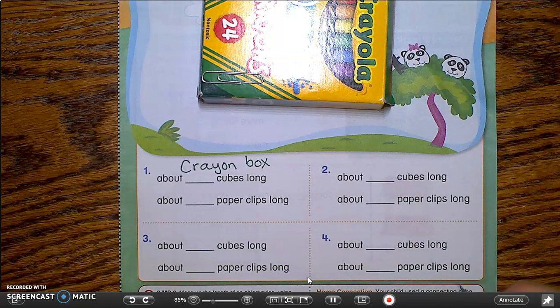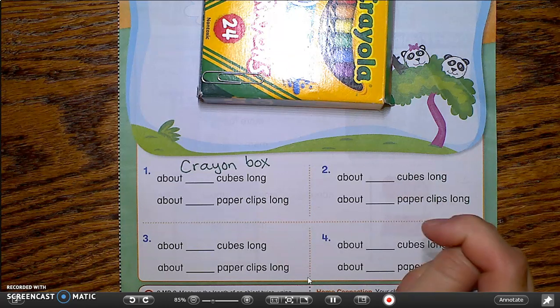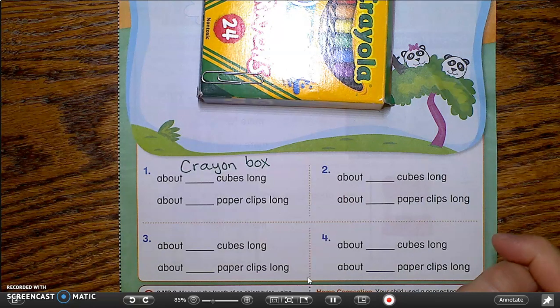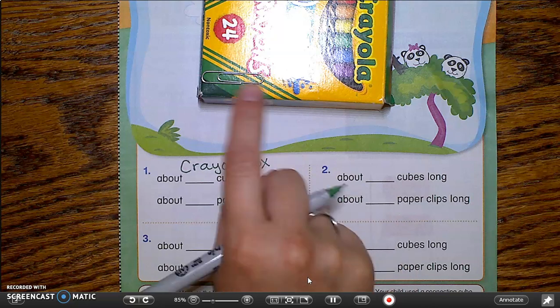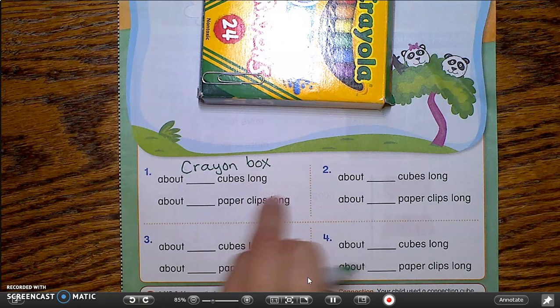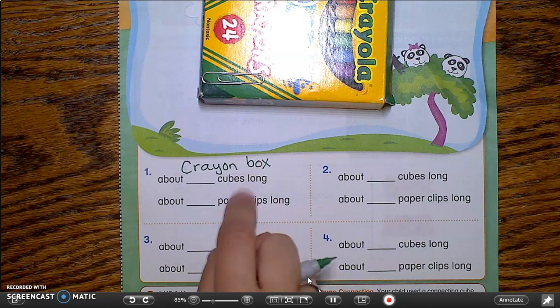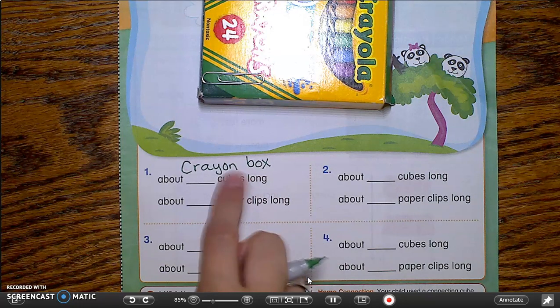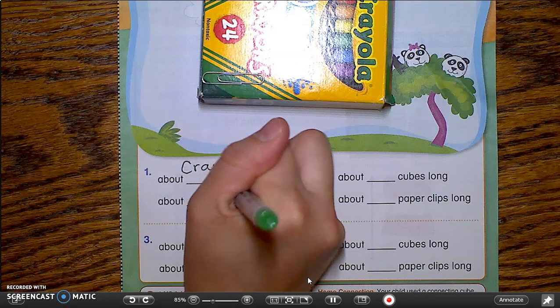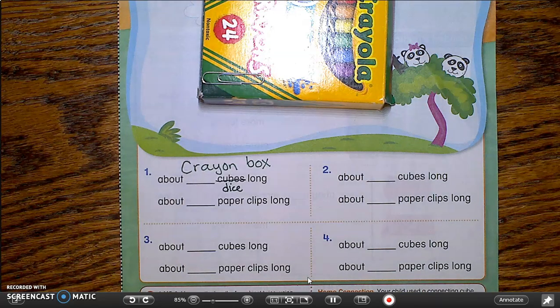Maybe you can use a macaroni noodle, or a penne pasta noodle, or if you have a dice, use a dice instead of a cube. So you need to show me 2 different ways. One with measuring in cubes and one in paper clips of the same item. If you don't have them, substitute it and write what you used, like dice.